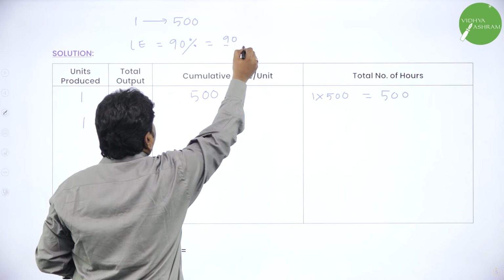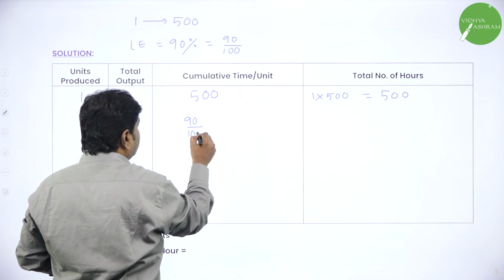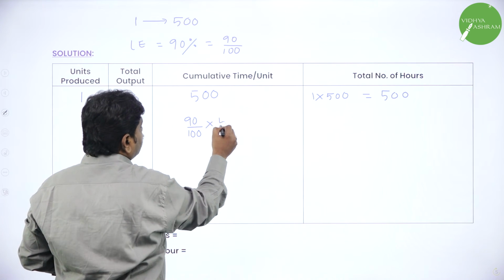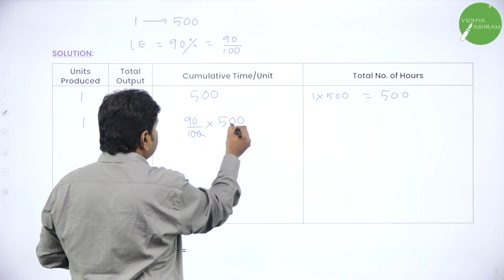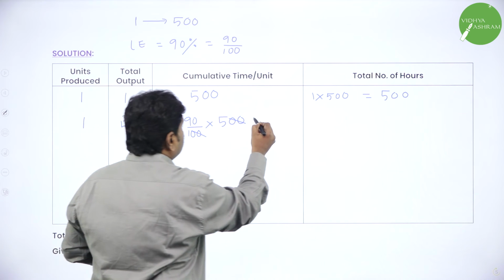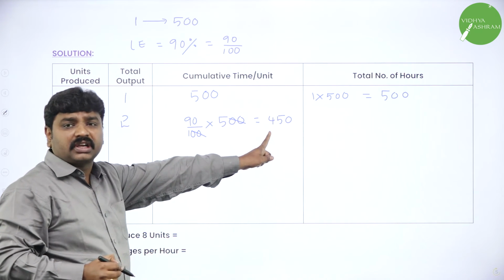90% means what? 90 by 100. So 90% of previous time, 90 by 100 of previous time. What is the previous time? 500. So simplify this. So I'll cancel 2 zeros and 2 zeros. So 9 5s are 45. 45, 0, 450. So per unit I am taking 450 hours.